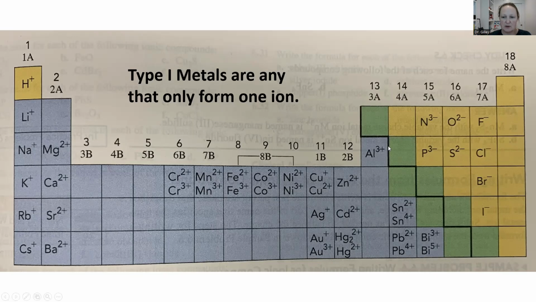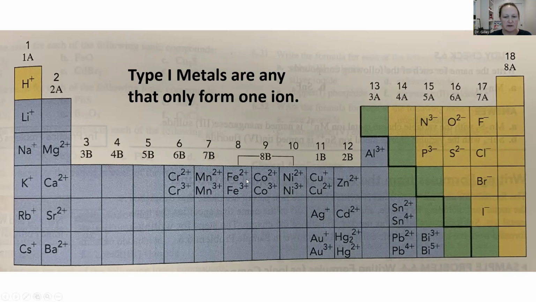And then notice that it's also common to see aluminum in ionic compounds forming Al3+. So there's a few in the transition metals that also only form one ion. And so those are also considered type 1 metals. For example, zinc only forms a 2+ cation. Cadmium also only forms a 2+ cation. Silver only forms a 1+ ion. And so those are also included in type 1 because they only form one ion.